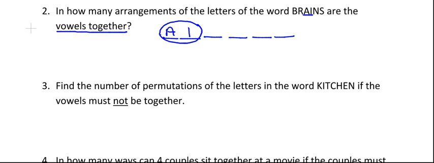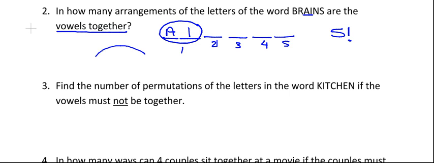So let's just see how many ways I can order them if they were in this order, A, I. In this case, I have 1, 2, 3, 4, 5 objects again. So I have 5 factorial ways in which I can order the letters with A and I together. However, since they don't necessarily have to be in this order, it could be AI or IA, I need to multiply this 5 factorial by the number of ways that my vowels themselves can be arranged. So A and I can be arranged 2 factorial ways.